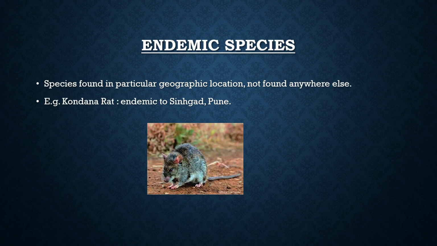Moving on to the next one. Here we have endemic species. So endemic species, as the name suggests, are the species found in a particular geographic location, and apart from that particular location they are not found anywhere else, and as a result they are known as endemic species.